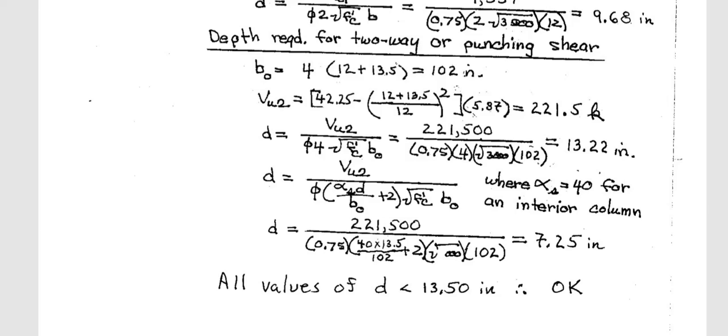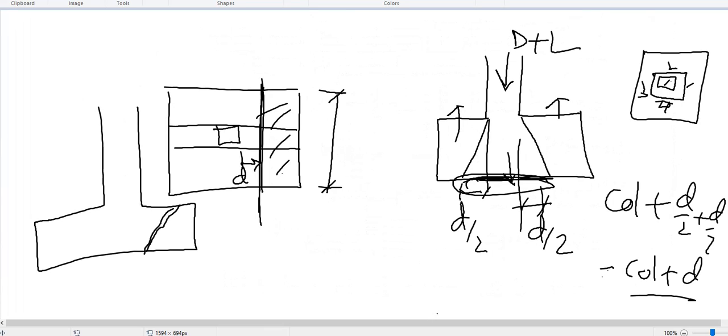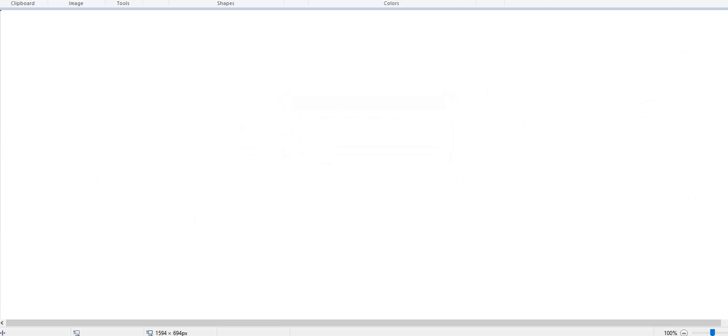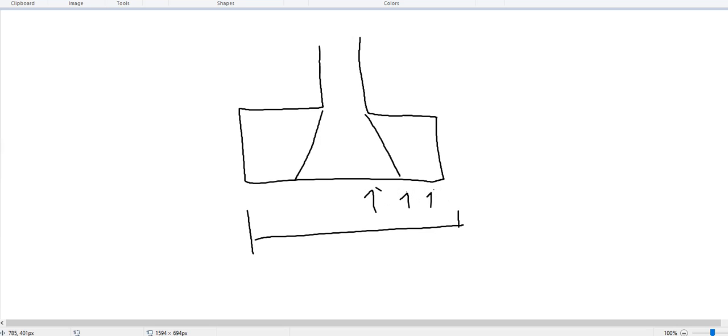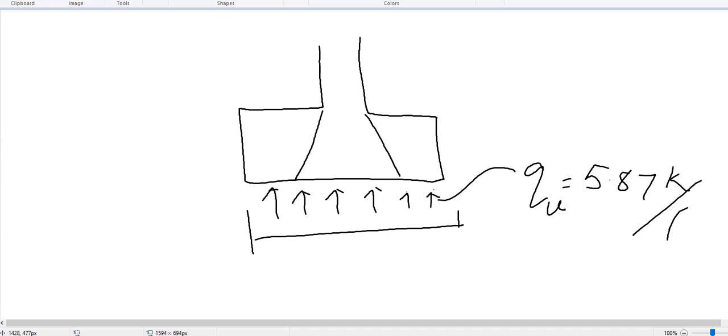So if I go back to here, okay, if I draw again, what is this here? If I draw a big picture here, the punched area is this. How did they calculate it? They took the entire area. Now I have my load here. This load is qu, which is 5.87 kips per square feet. Now this is the load. So how to calculate the punch area?